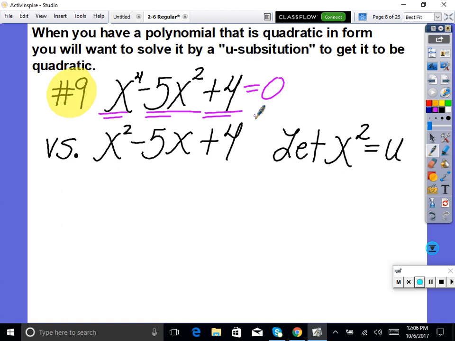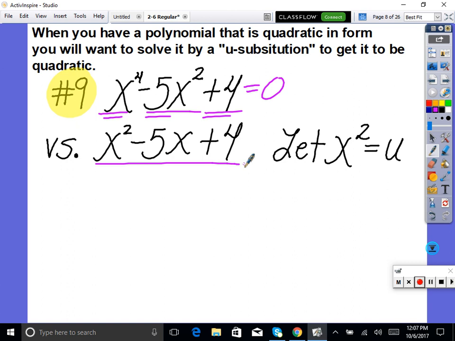Now, here's the thing, though. What I want you to notice about this, doesn't it look pretty similar to this? They almost look identical. Look, positive 4 at the end. Look, negative 5x squared and negative 5x. X to the 4th and x squared. So if you have x to the 4th, x squared, constant, this is what's called quadratic in form. It almost looks like a quadratic. It is a quadratic in form.